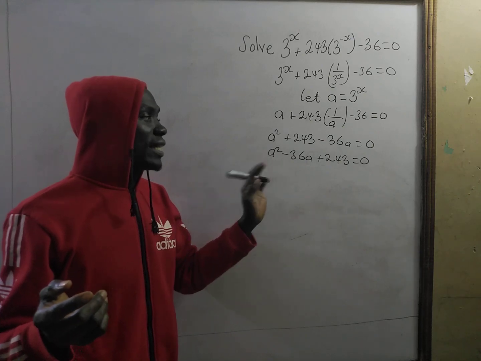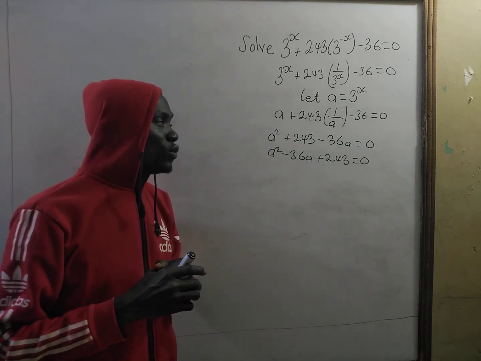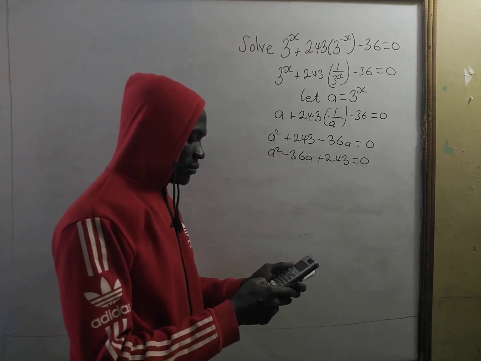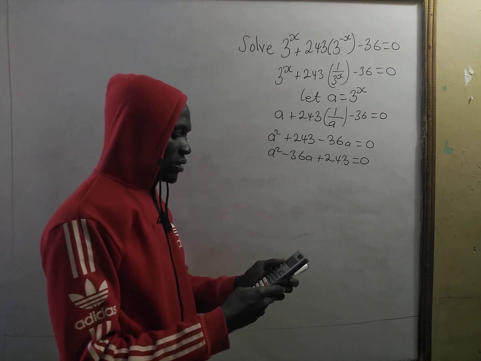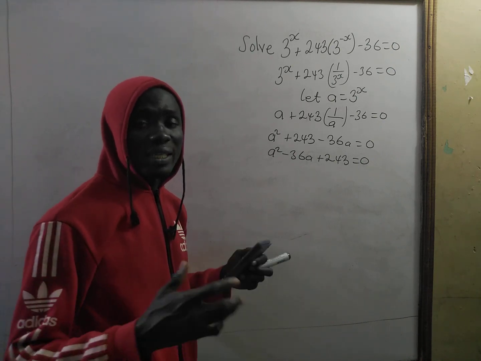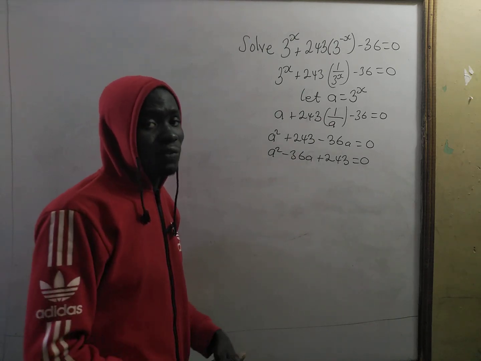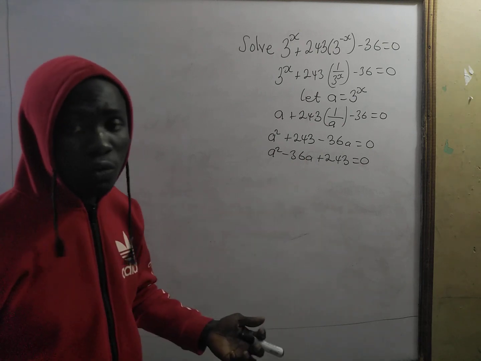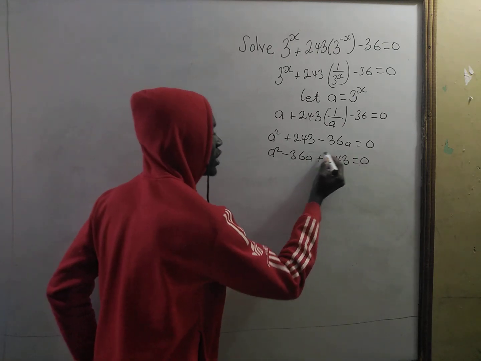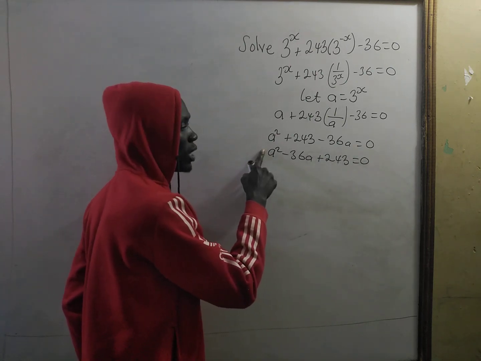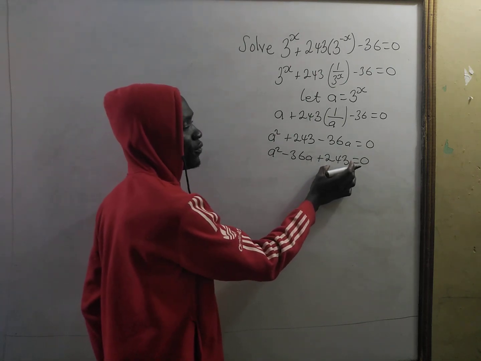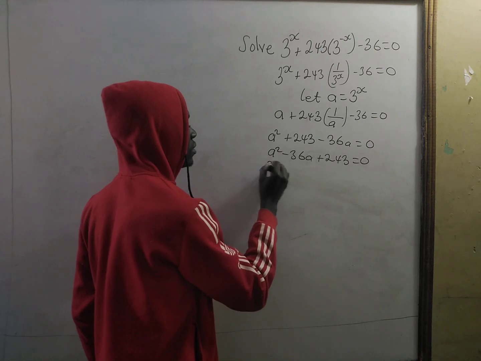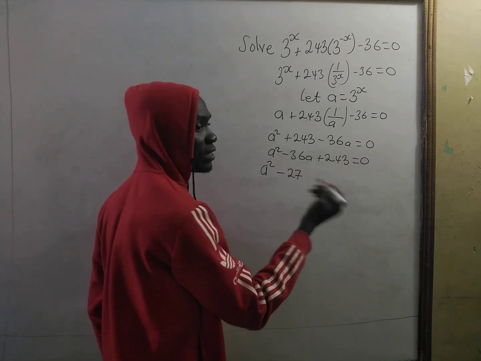But I know that 9 times 27 will give me 243, and 9 plus 27 will give me 36. But if you don't know that, just use the quadratic formula, or the almighty formula, to solve it. Here, if you multiply plus 243 by 1, you get 243. So the factors of 243 which add up to minus 36 are minus 27 and minus 9.